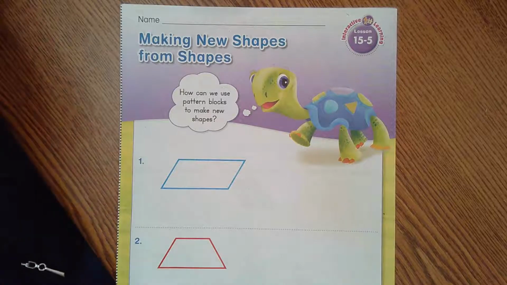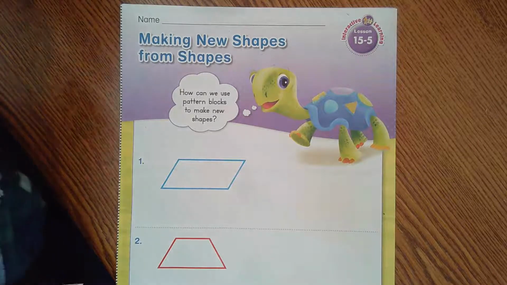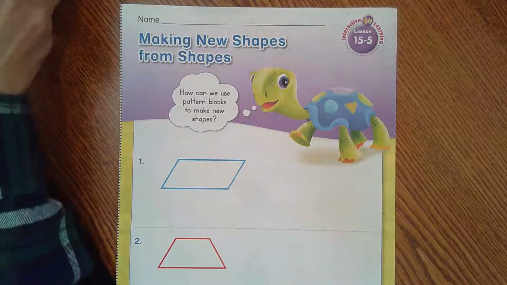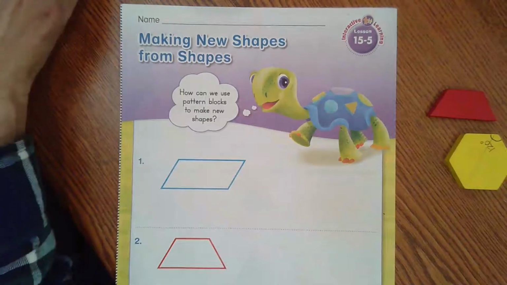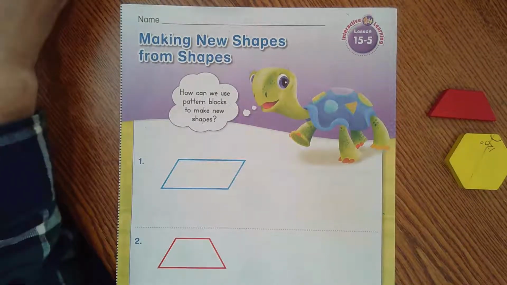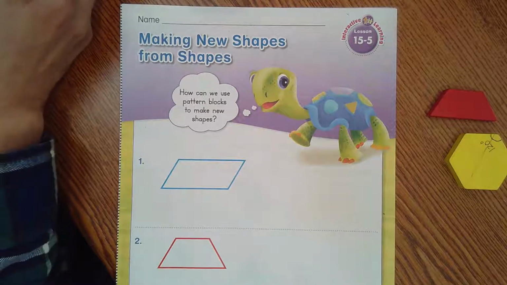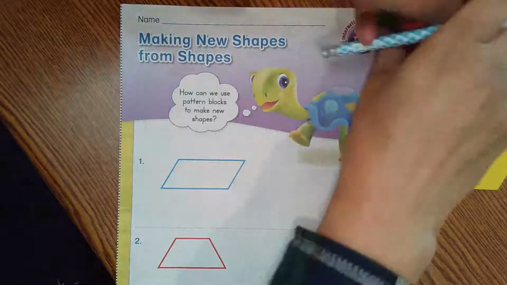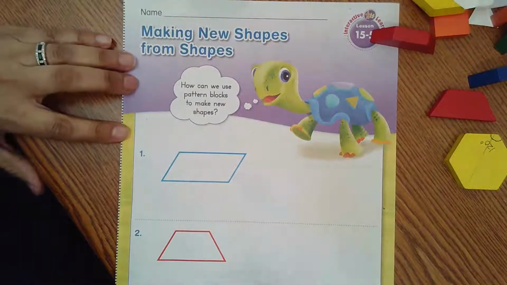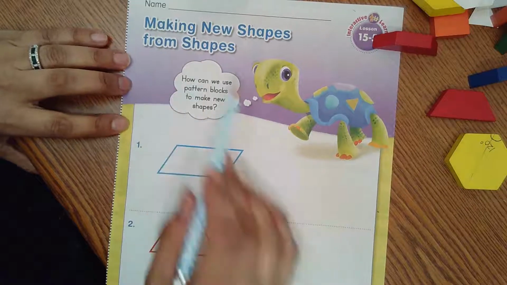So let's get our plane shapes. Remember, we have trapezoid, we have hexagons, we have rhombus, we have triangles, squares, rectangles, all these. So we're going to use some of the small shapes to create other plane shapes. All right. So the lesson says making new shapes from shapes.